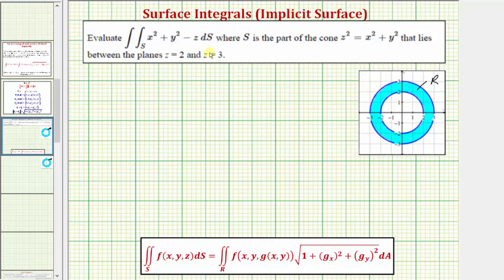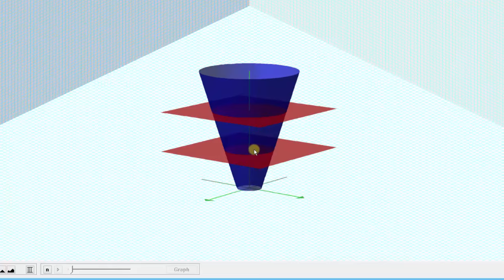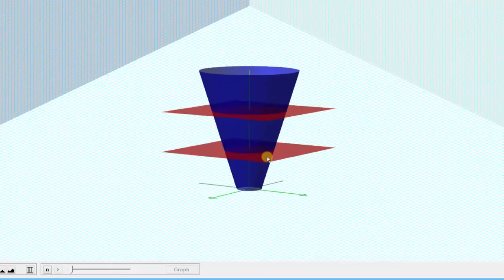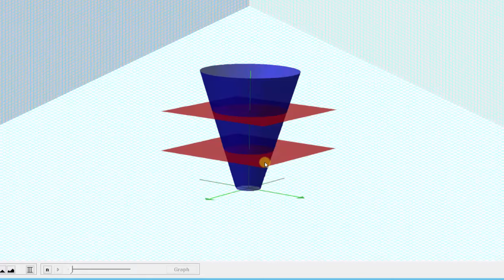When we evaluate the surface integral, where the surface S is the part of the cone z squared equals x squared plus y squared that lies between the planes z equals 2 and z equals 3, let's begin by looking at the surface of integration, the surface S in space. The surface S is the part of the cone between these two planes, where the lower plane is z equals 2 and the upper plane is z equals 3.